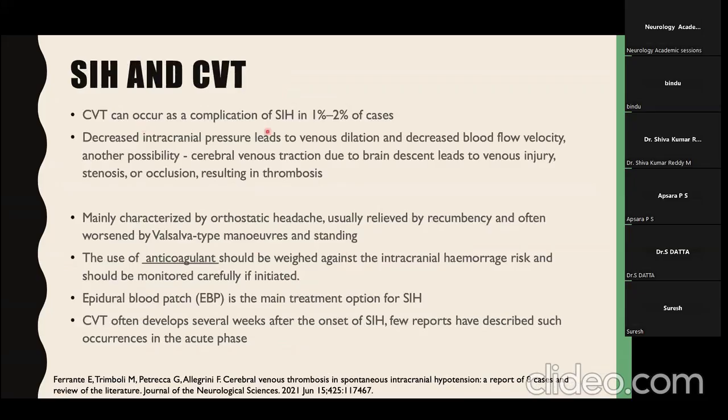SIH can be seen as a complication in CVT, in 1 to 2% of cases of SIH, and it is due to increased venous dilatation and velocity.